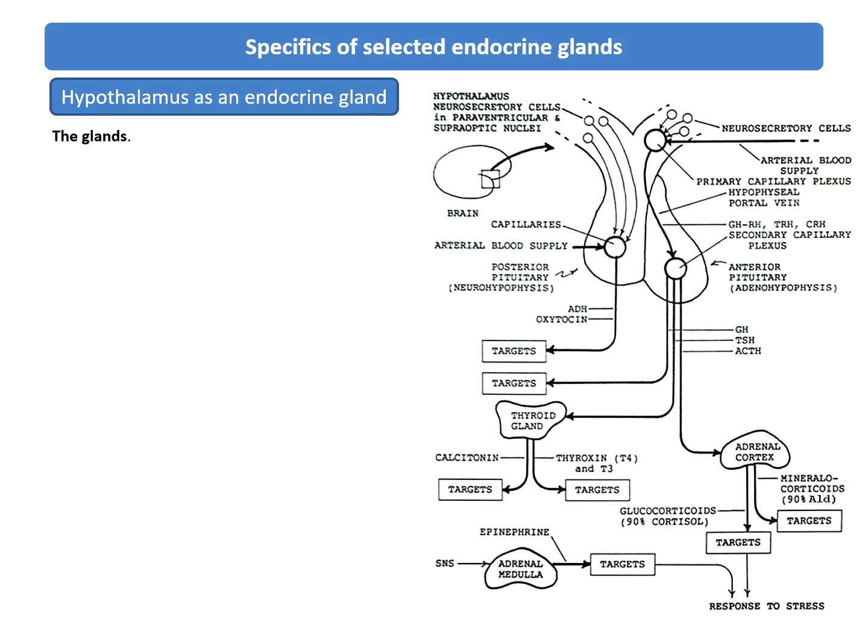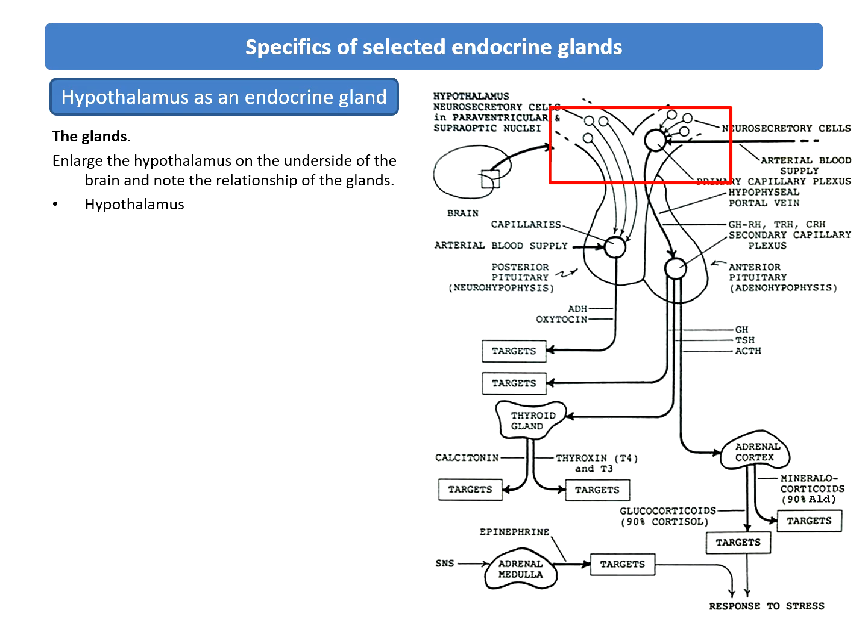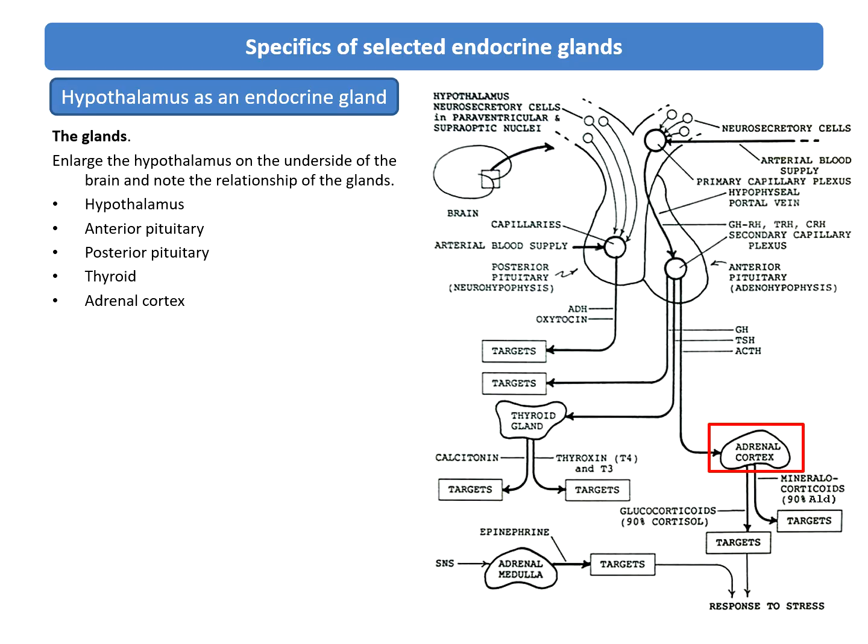First of all, let's enlarge the underside of the brain where the hypothalamus is located. The hypothalamus is the part that's shown. The anterior pituitary is slightly below the hypothalamus. The posterior pituitary is illustrated. The thyroid gland is another. The adrenal cortex and the adrenal medulla are the last two that we want to emphasize.